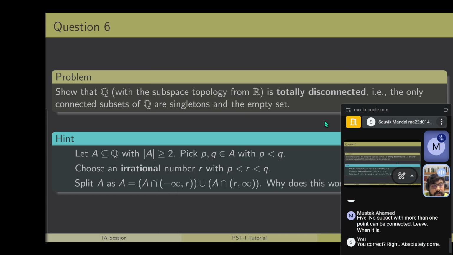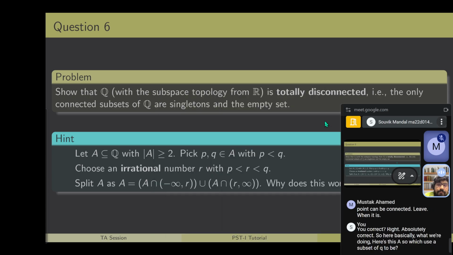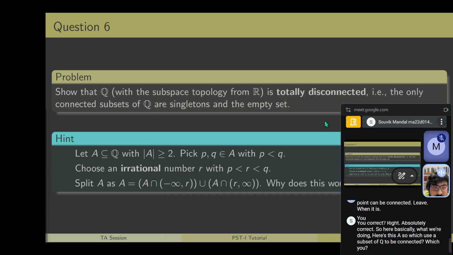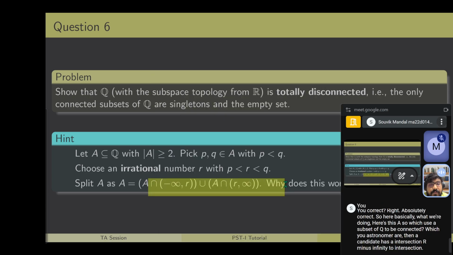Absolutely correct. So here basically what we're doing, we choose A, a subset of Q, to be connected. We choose a rational number r. Then A can be written as A intersection (minus infinity, r) and A intersection (r, infinity). So that means those two pieces act as a disconnection of the set A, which contradicts connectedness. So that's why Q is totally disconnected. So that is the argument.